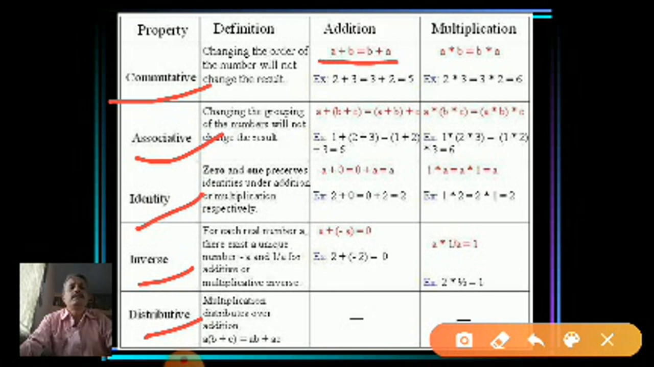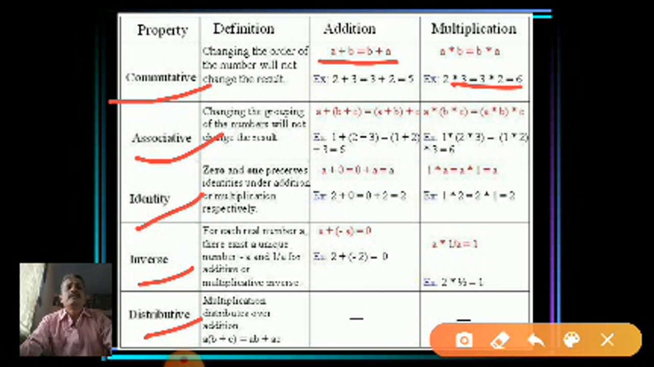Okay, addition: A plus B is equal to B plus A. Whenever we apply commutative, 2 plus 3 is equal to 3 plus 2, both give the answer 5. In the same way, for multiplication you can multiply two numbers in any order. 2 into 3 is 6. You can take 3 into 2, the answer is 6. Clear? Very nice.